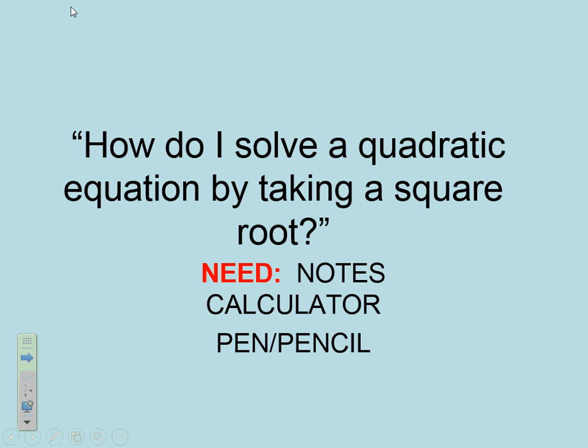Welcome, ladies and gentlemen. Today we are going to answer the question, how do I solve the quadratic equation by taking a square root? You're going to need notes, calculator, and something to write with. All right, here we go.